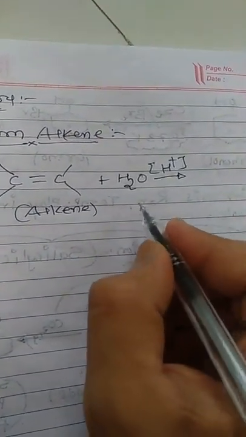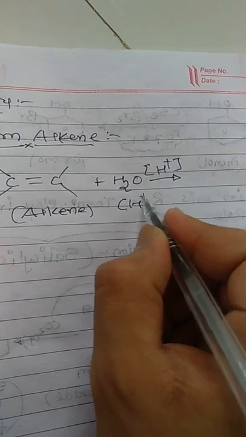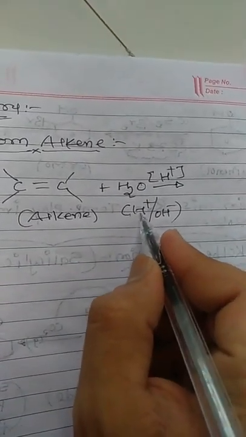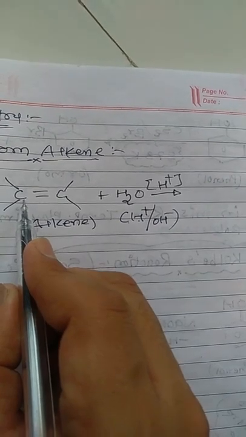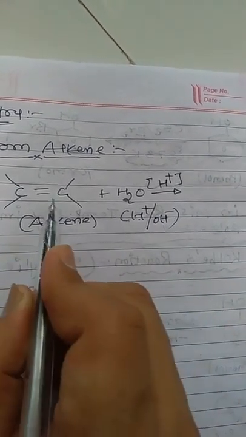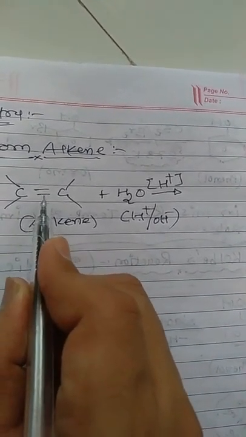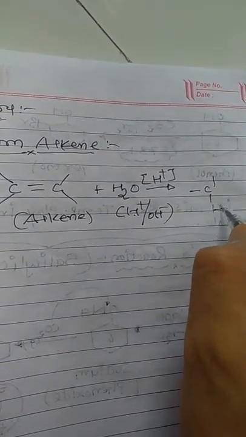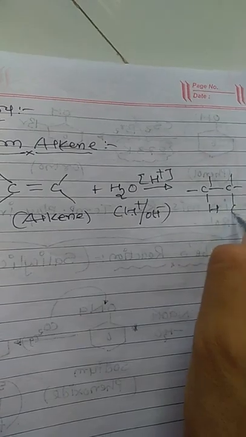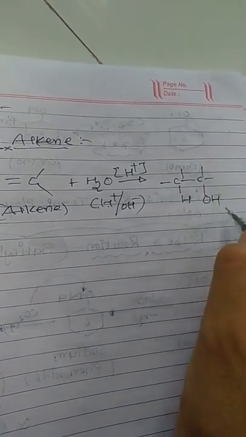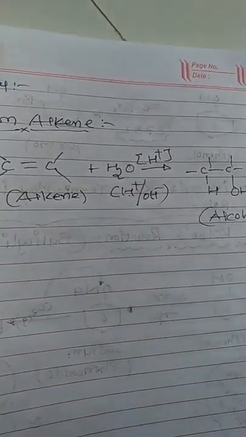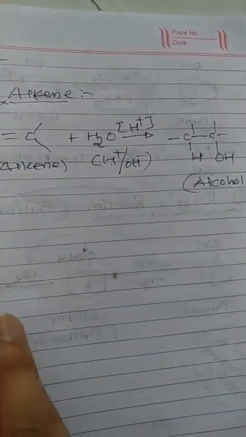So we know what water is: it is H plus and OH minus. One of the hydrogens shifts over here, and the OH group shifts over here via cleavage of this double bond. So we get a carbon having hydrogen and a carbon having an OH group. So look over here, we get alcohol. This method is more popular in industries nowadays.